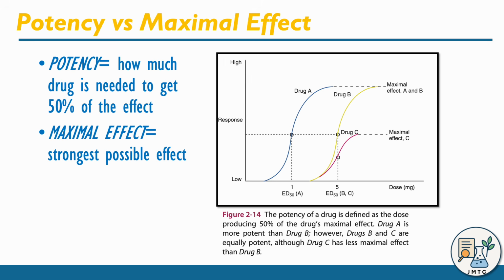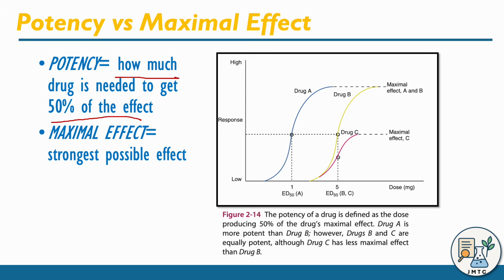Potency versus maximal effect. You will always hear these terms throughout our pharmacology course. Potency is simply how much drug is needed to get 50% of the effect. So this is measured simply by your ED50 or EC50.